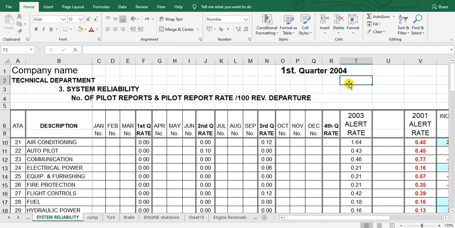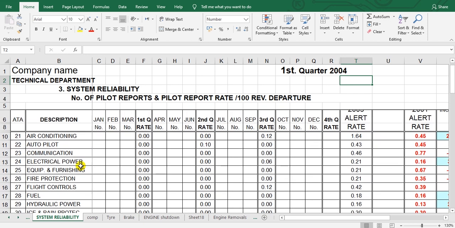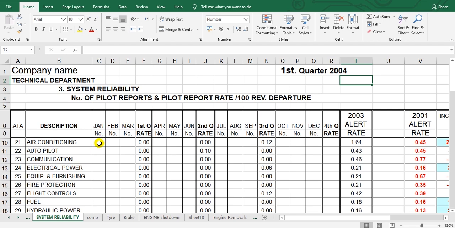We reached the last time for this section, system reliability. I told you to take care: you must add the pilot reports to the maintenance reports and any reports for maintenance. These are the chapters: 21 air conditioning, 22 autopilot, 23 communications, and so on. And this is the number of faults in the months of January, February, March.